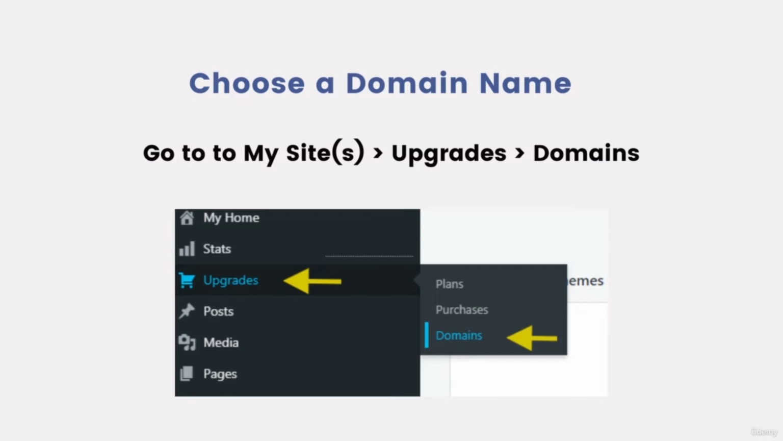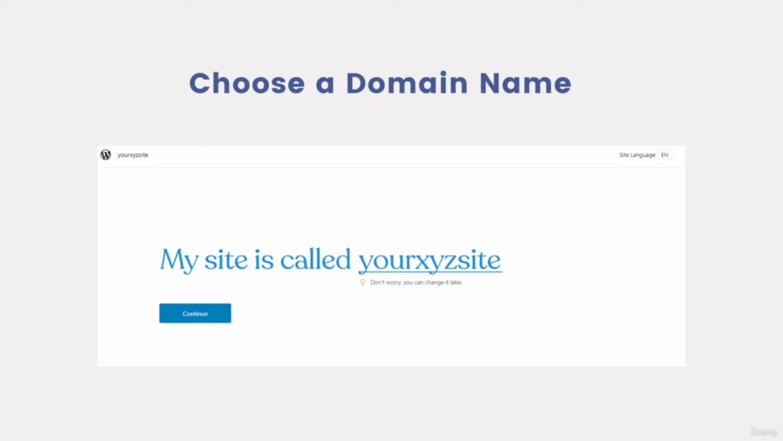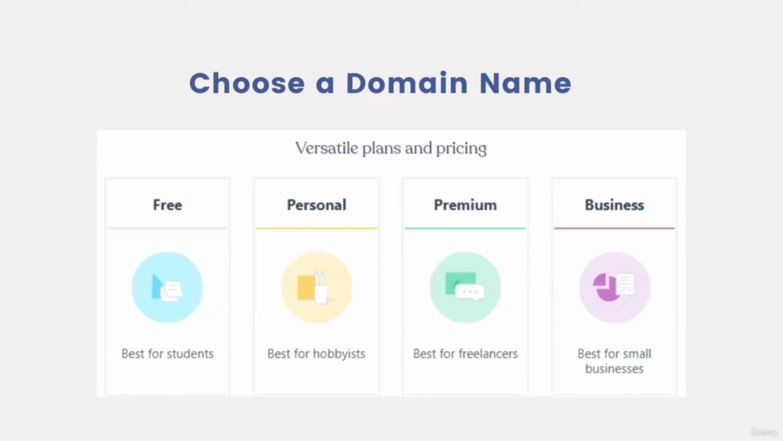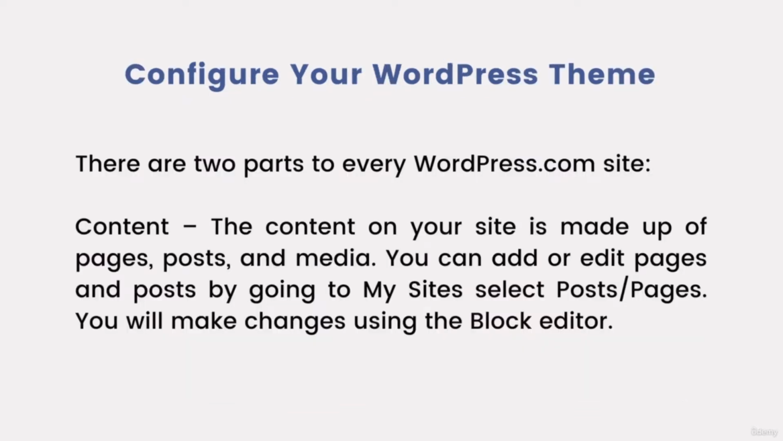How to choose a domain name? Go to My Site, select Upgrades and select Domains. On WordPress.com, you can register a custom domain, for example, your xyzsite.com, and use it instead of your site's current address, such as your xyzsite.wordpress.com as your subdomain.